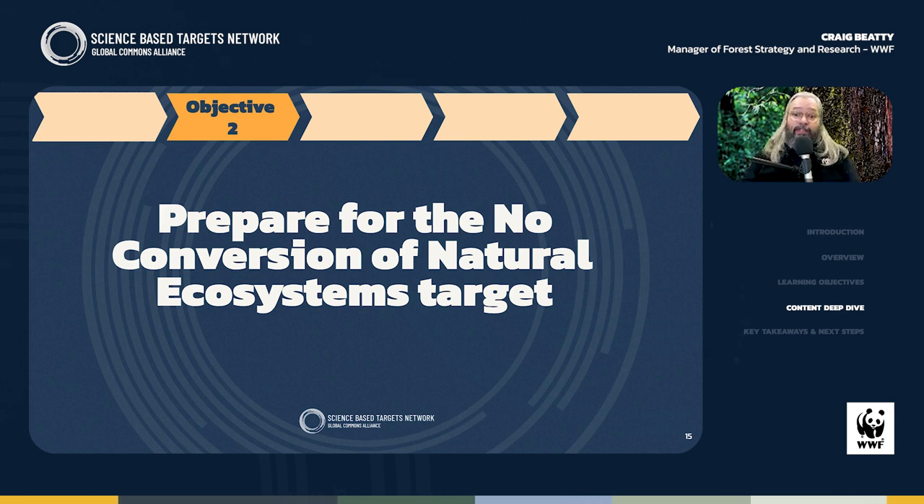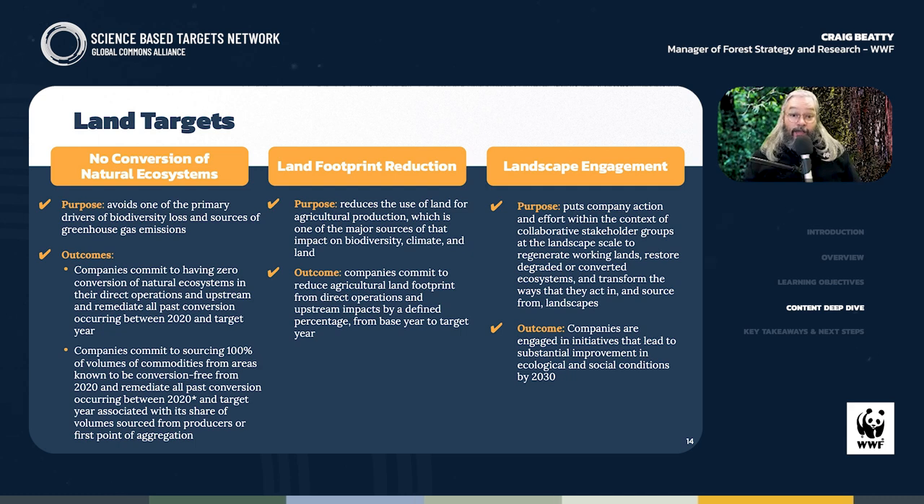Now that we've explained the basic requirements and considerations of the SBTN land targets, let's dive into each of these targets individually to get to know them in more detail, starting with our first target, no conversion of natural ecosystems. As with each of the other targets, there are 5 key tasks to consider in setting a no conversion of natural ecosystems target.